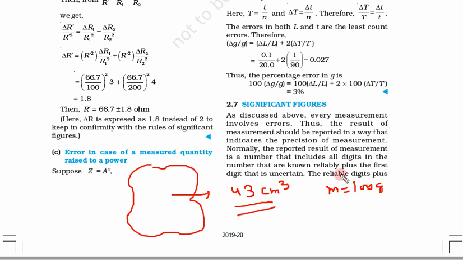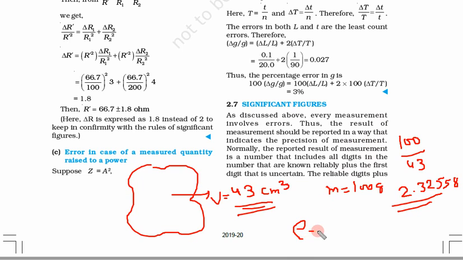And if we divide this number, 100 divided by 43, what do we get? 2.32558. So this shows that we have measured the density of this object. We know the volume, we know the mass, and we are measuring the mass density, which is simply mass upon volume. So this shows that we have measured the density very accurately, but this number is not accurate.